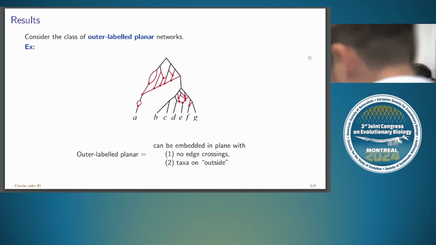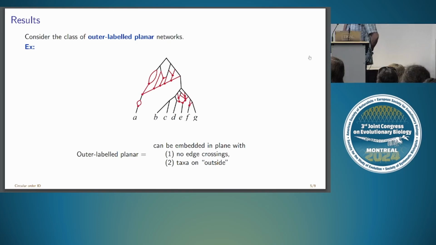Okay, so the results that I'm going to outline, we consider the class of outer labeled planar networks. And while you may feel this isn't a very biologically defined network class, I should say no network class is very biologically defined. When we say level 1, it's just convenience because we have mathematical tools for understanding that. So this means we can have rather complicated blobs, lots of articulations, but we have to be able to draw the network in the plane so that no edges cross, and so that the taxa are on the outside.